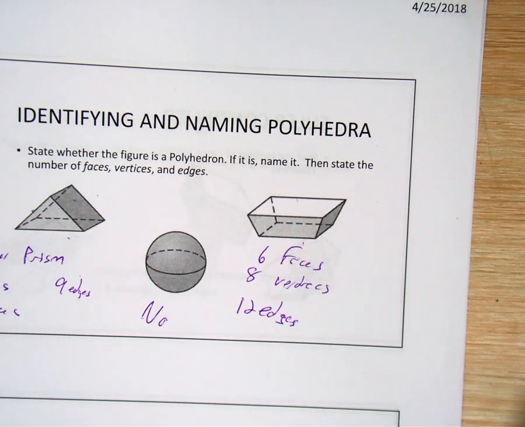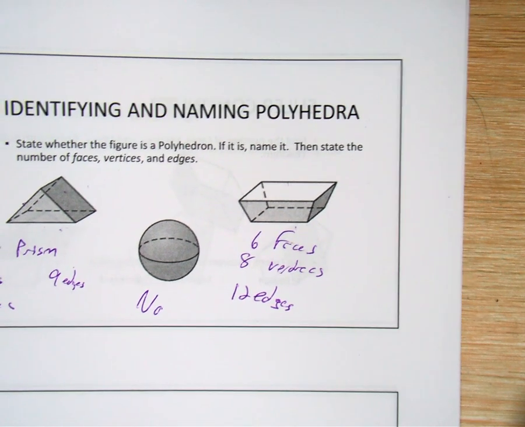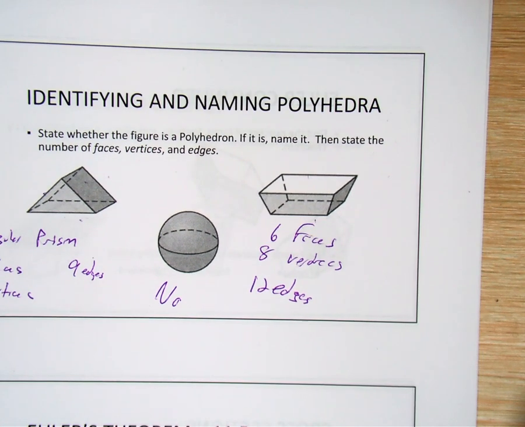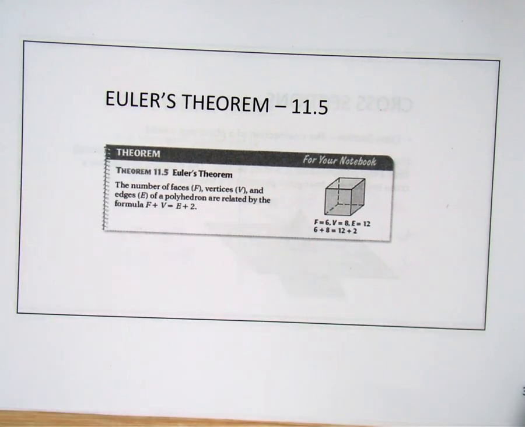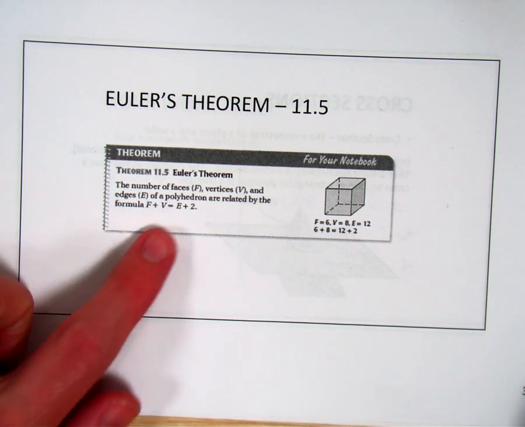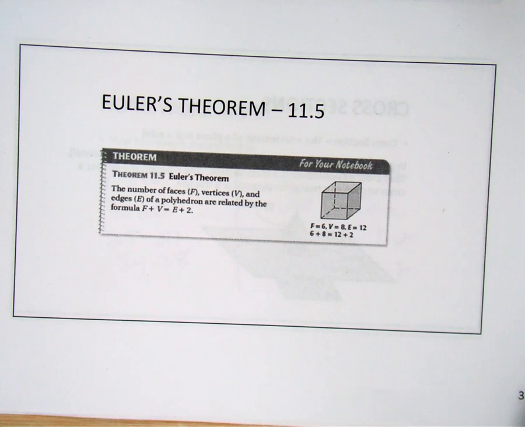Okay. So you should start to see a pattern here with the number of faces, vertices, and edges. That's Euler's theorem. It's foreign, French or something. It's not Euler. Euler's theorem. Okay. The number of faces F, vertices V, and edges E of a polyhedron are related by the following formula.